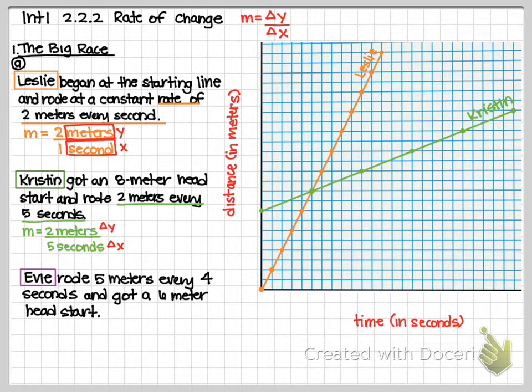Double check your graph against mine. Notice that I did give Kristen that 8-meter head start. So I went up on my distance axis, or my y-axis, to where 8 is, and that's where she's going to start. Then I did the slope of up 5, right 4. Also, use a straight edge to connect the dots, and make sure you label Kristen's graph with her name.